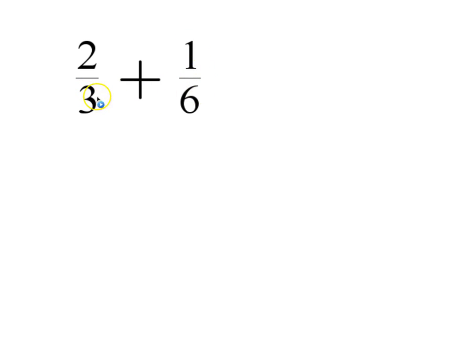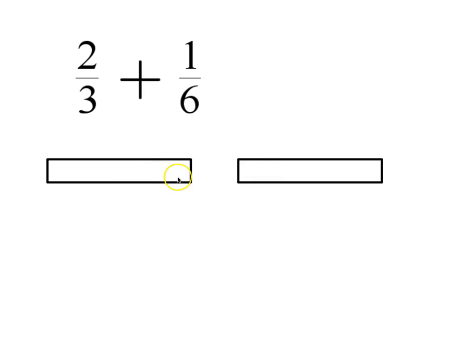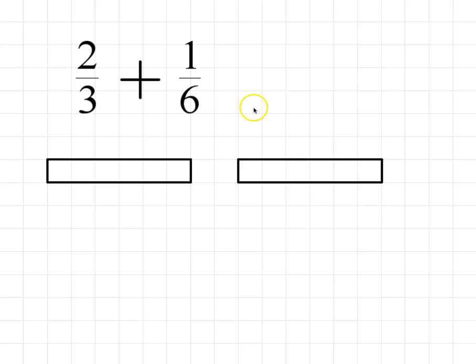But the problem here is if I try to put these together, I can't do this, because this would be like saying I have two dogs and 1 cat. It doesn't make 3 dogs. It doesn't make 3 cats. It just has 2 dogs and 1 cat, because the pieces aren't the same size. So let's take a look at this. I'm going to do 2/3 and 1/6.